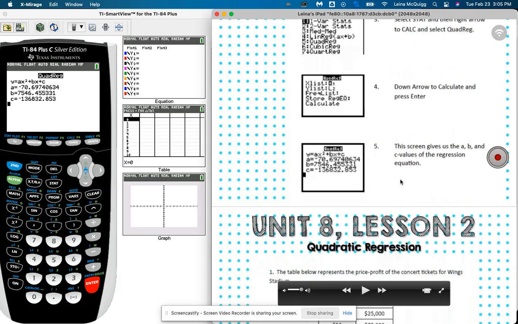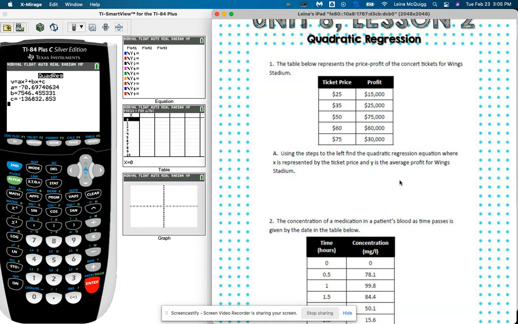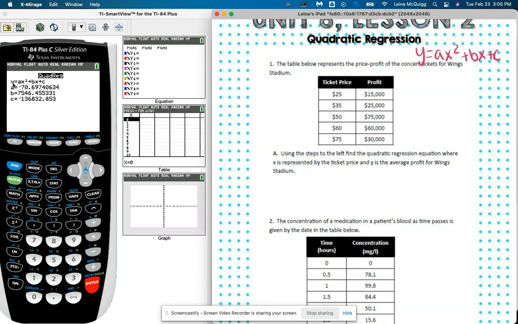So what are we going to do with those numbers? Our quadratic equations look like y equals ax squared plus bx plus c. And we see that right here at the top of our screen on our calculator. And then it tells us a is going to be this number, b is going to be this number, and c is going to be this number. So for now, we're going to round these numbers to make our lives a little bit easier today.